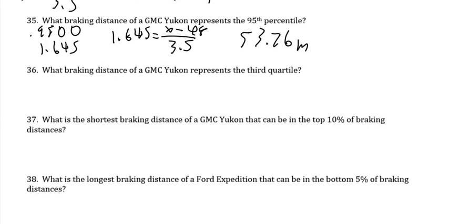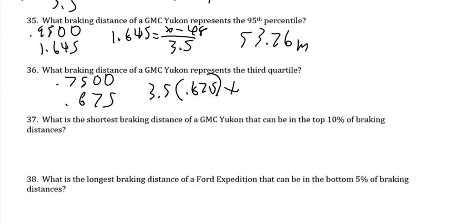What about the third quartile? Well, you have to look up 75% or 7500. And that's going to be between 6.87 and 6.8. So I'm going to put 0.675. And remember, this is the shortcut formula that we had, so you can do it the way we've been doing it, or you can just take the standard deviation times the z-score plus 48 equals 50.36 meters. Same answer, just different way of doing it. You do what's comfortable for you.